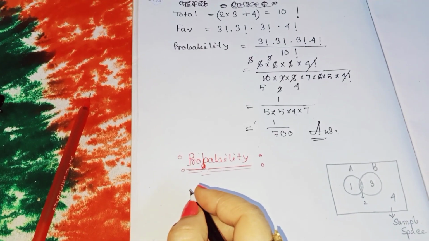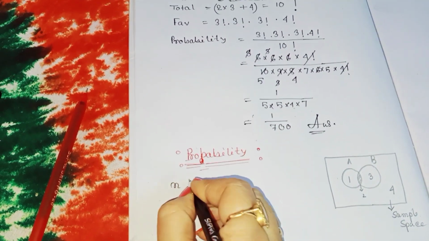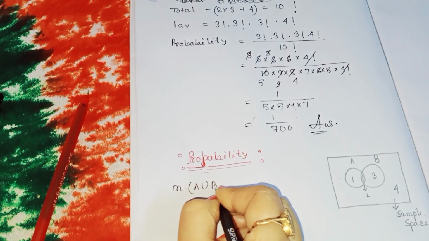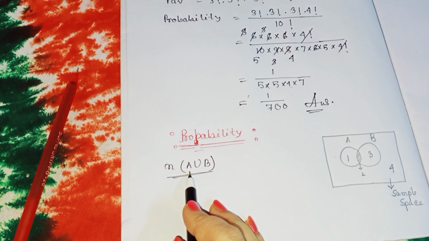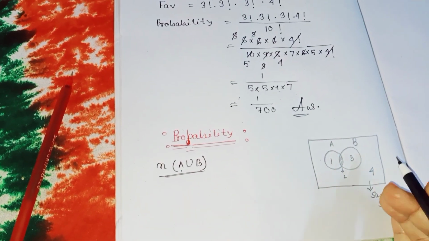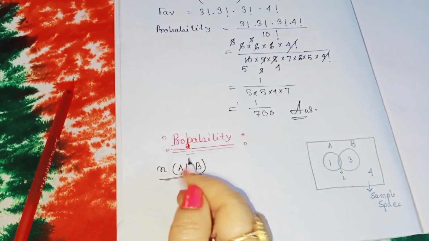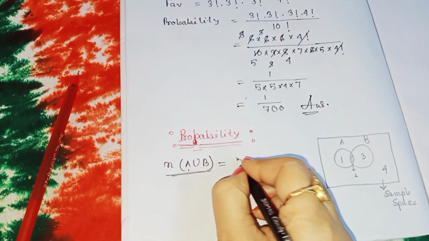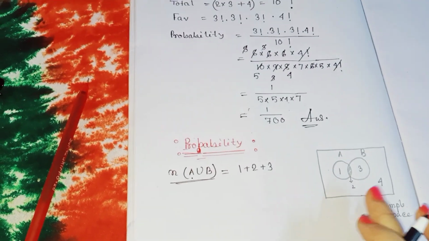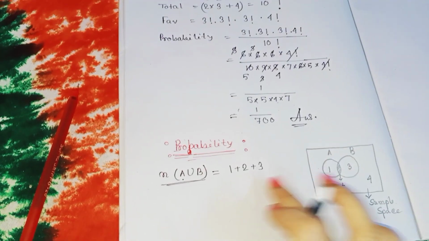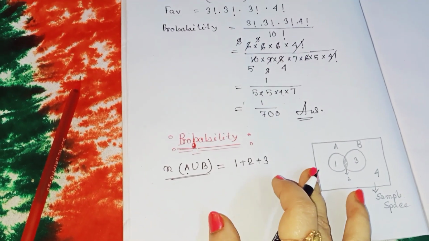At first, when we take n of A union B, what is n of A union B? It is at least A or B or both A and B. So A union B is, we know, 1 plus 2 plus 3, as it is at least A or B or both. Both A and B is 2 here, and at least A or B only is 1 or 3. So it is plus.